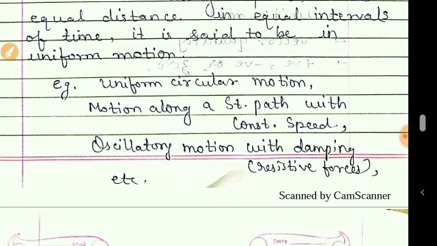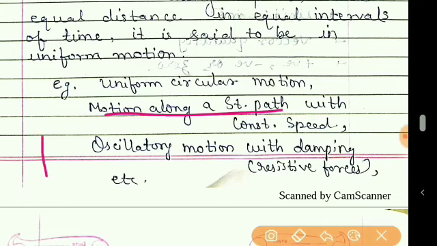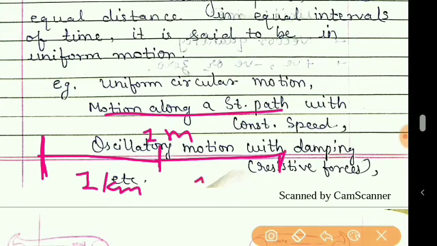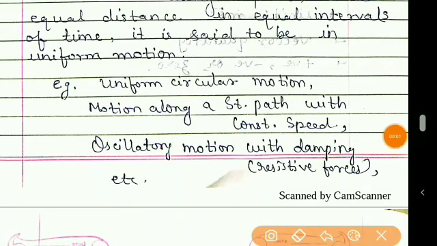Then the motion along a straight path means, suppose a vehicle is moving on a straight path and it covers 1 kilometer in 1 minute, and the next 1 kilometer also is completed in 1 minute, then we can say that the motion is uniform motion along a straight path. Even an oscillatory motion can be uniform.